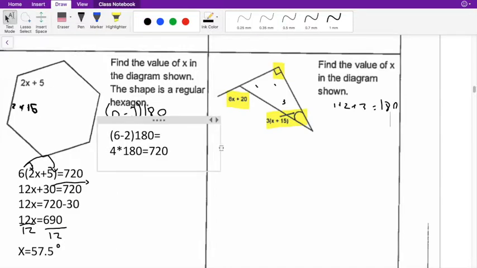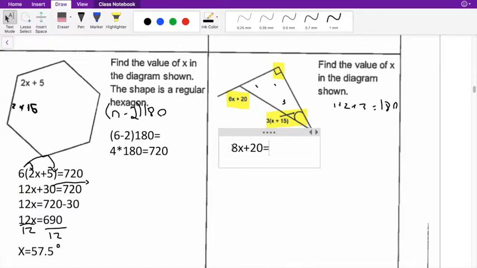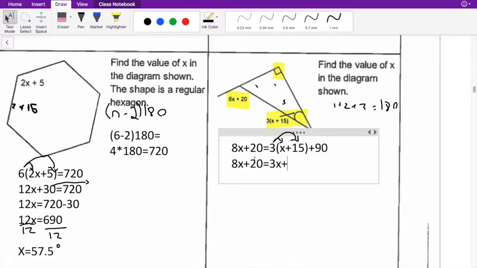So let's start her up here. So we know those are equal, so let's write down the exterior one first. So 8x plus 20 equals, we'll start with this one here, 3x plus 15 plus 90 degrees. Right? So first step, we have to expand this bracket out. So let's rainbow in, and we get 8x plus 20 equals 3x plus 45 plus 90.